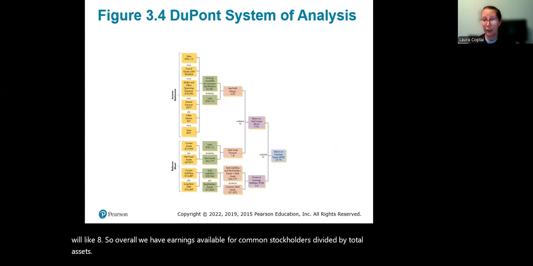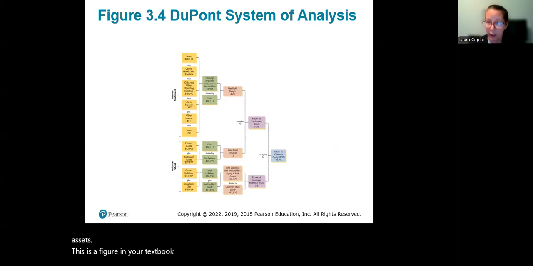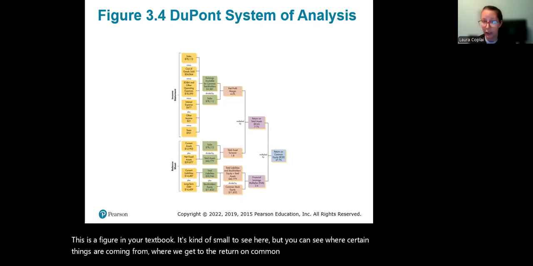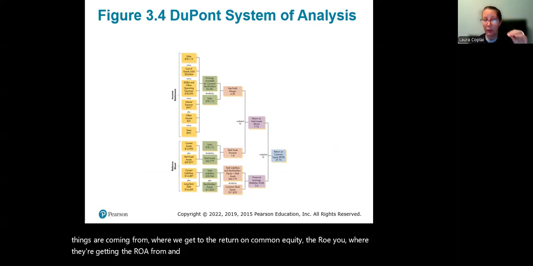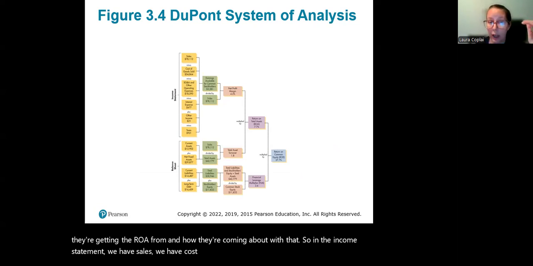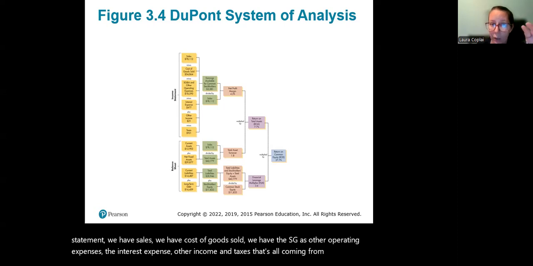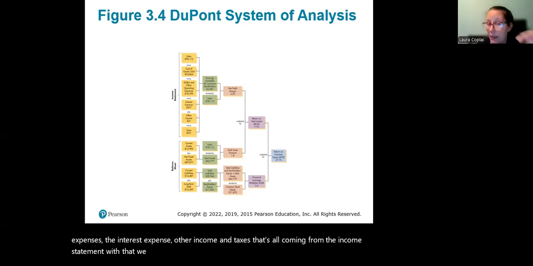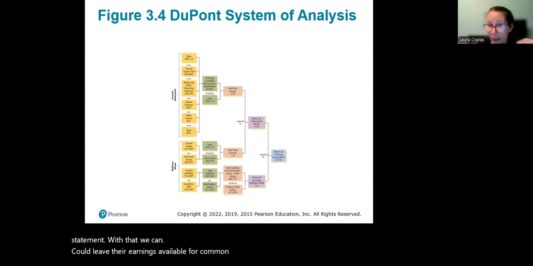This is a figure in your textbook. It's kind of small to see here, but you can see where certain things are coming from, where we get to the return on common equity, the ROE, where they're getting the ROA from, and how they're coming about with that. So in the income statement, we have sales, cost of goods sold, the SGAs, other operating expenses, the interest expense, other income, and taxes. That's all coming from the income statement. With that, we can calculate the earnings available for common stockholders and the sales.